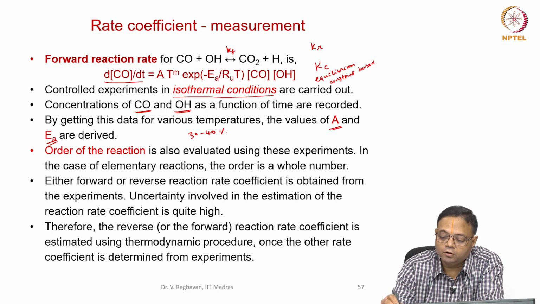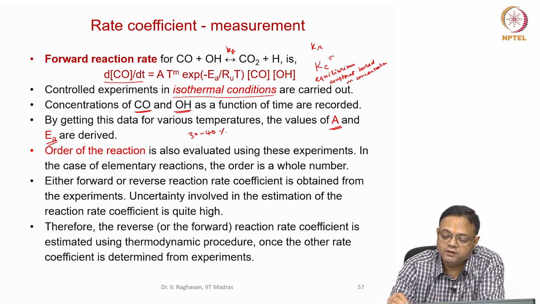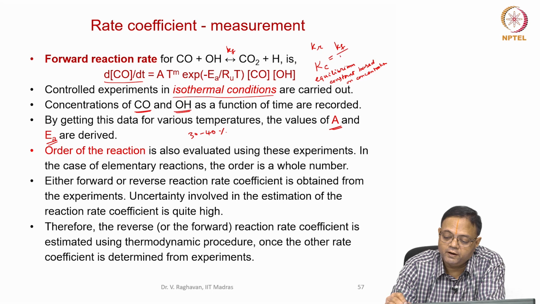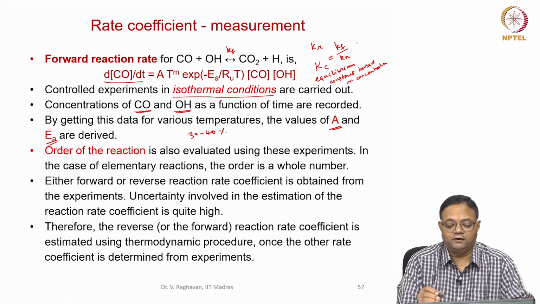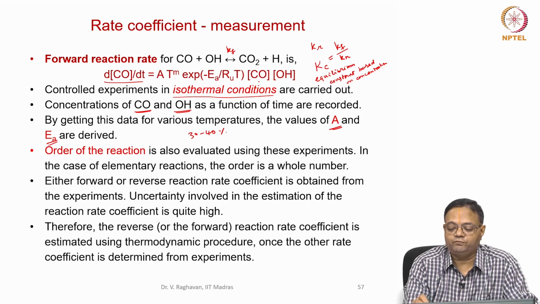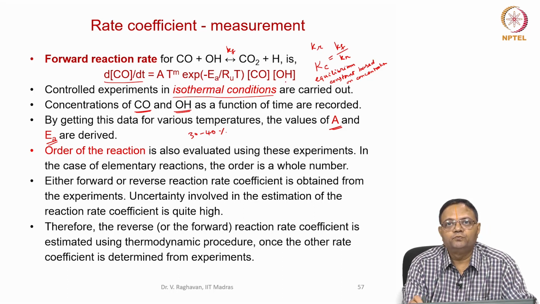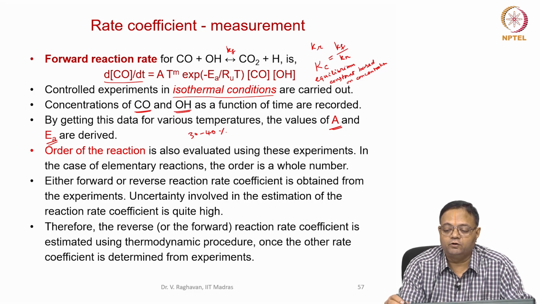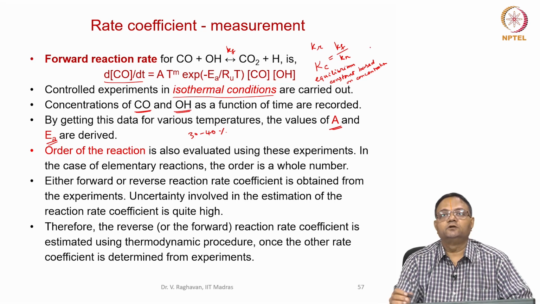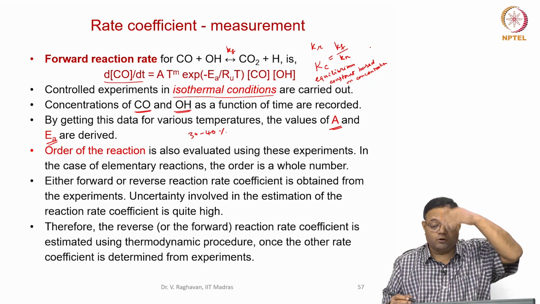Based on concentration, which is nothing but Kf divided by Kr. That's all. Do you understand? When I do this, then I can write, for example, the forward reaction rate as Kf times [CO][OH]. The reverse reaction rate is written as Kr times [CO2][H]. So, when I say Kf by Kr, it will be [CO2][H] divided by [CO][OH]. That is the ratio of the concentrations. So, that is the equilibrium constant I get.